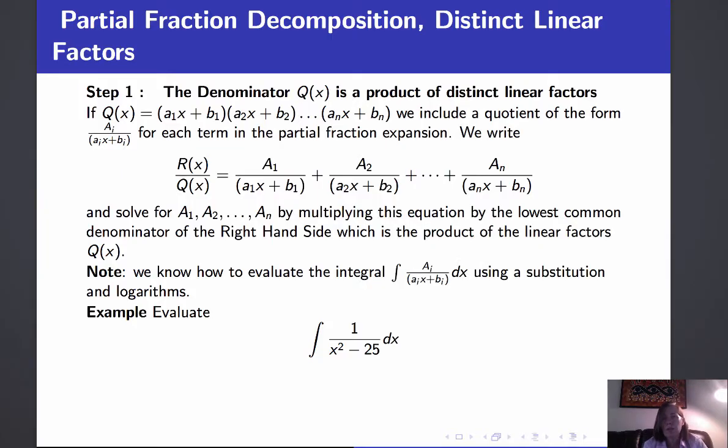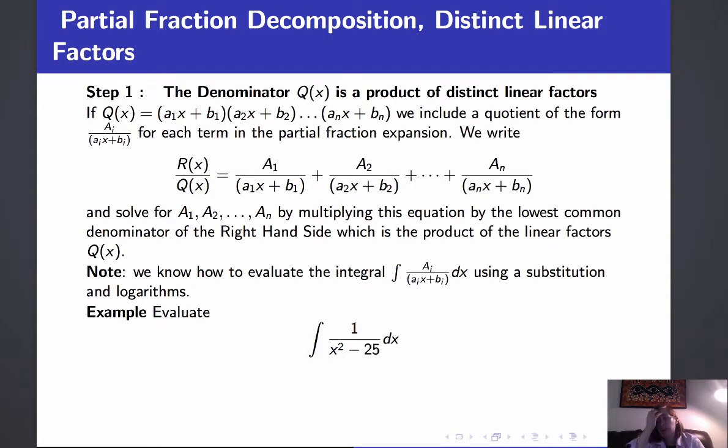We're assuming here that these factors are distinct, not repeated, and we create one term in our expansion for each of the factors. The numerator is a constant, ai, and the denominator is the factor itself. And then we solve for the a values by comparing our rational function to this expansion. Best thing to do is look at an example.